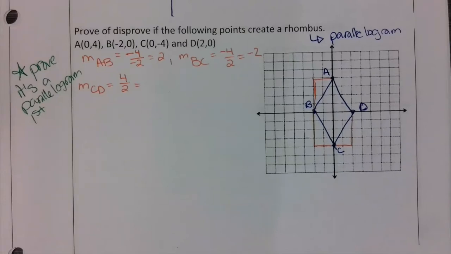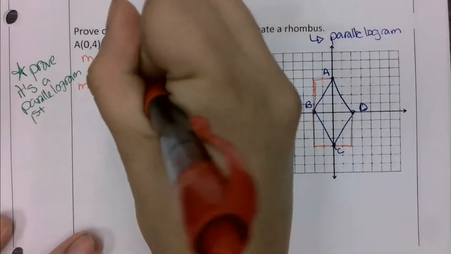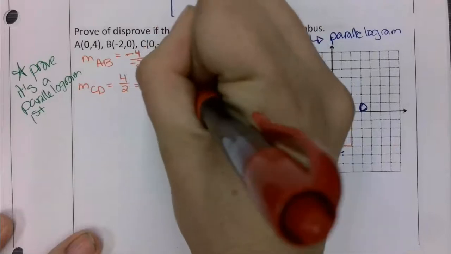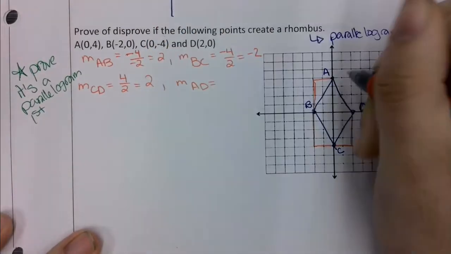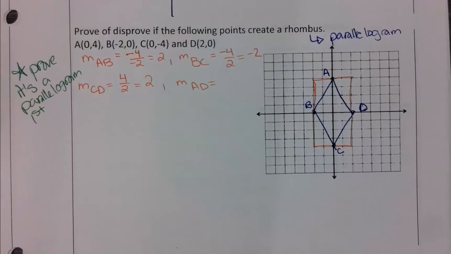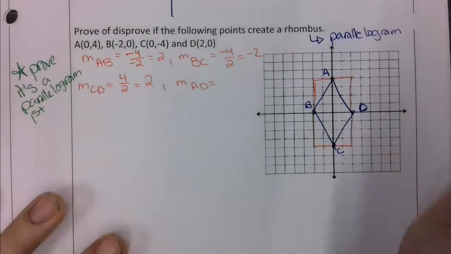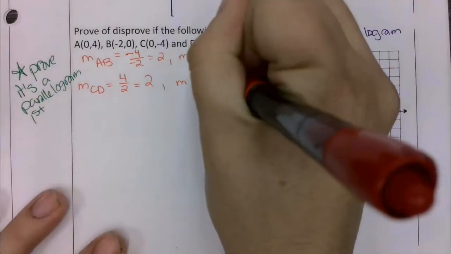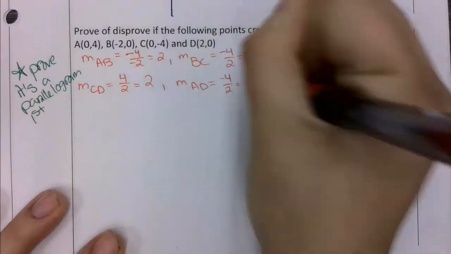A to D. So going from A to D, I'm going A, B, what? Because that's alphabetical order. Negative 4 over 2. Excuse me, negative 2 again.